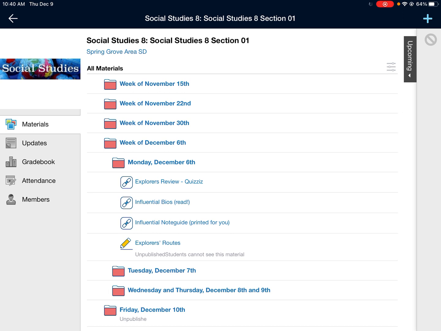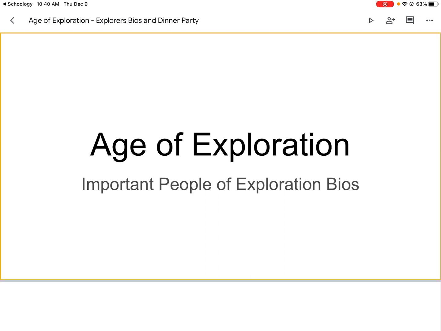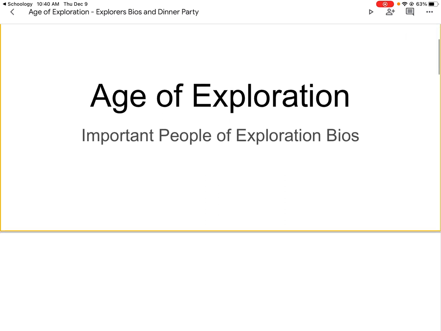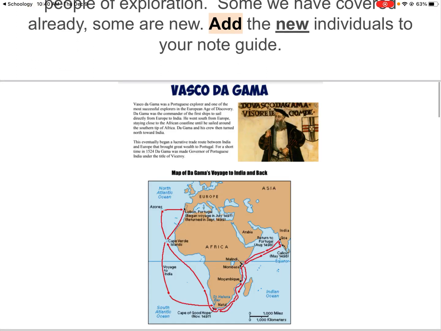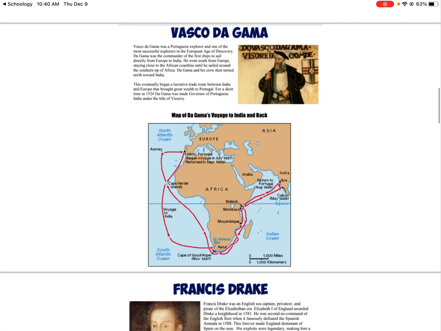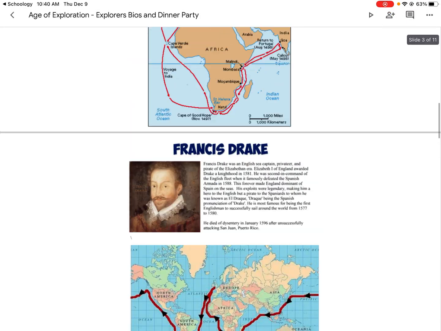If you have not done the influential bios and the review on the explorers that we spent some time looking at, you need to make sure you're doing that. These influential bios are about the people who are included in this dinner chart. So it's absolutely essential that you take a look at that, you read that information, and then you add those to the notes that are posted. So all of these explorers are the ones that we're going to use for our seating chart.